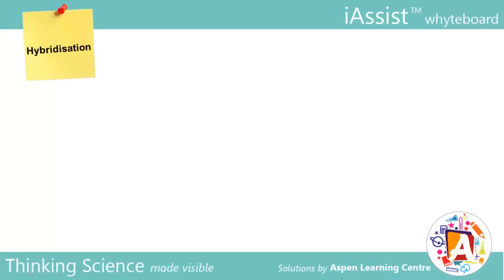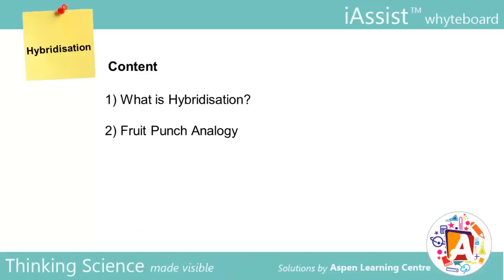In this screencast, we will look to cover a concept of chemical bonding known as hybridization. We will first briefly look at what hybridization applies to and why it happens. Next, with the help of an analogy, we will understand how hybridization happens in a carbon atom.